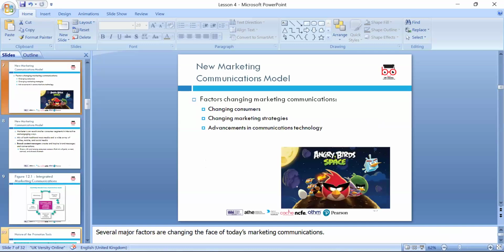So new marketing communication, the factors changing the marketing communication. It's effective when it's two ways, when you're achieving those objectives, so your communication is effective.